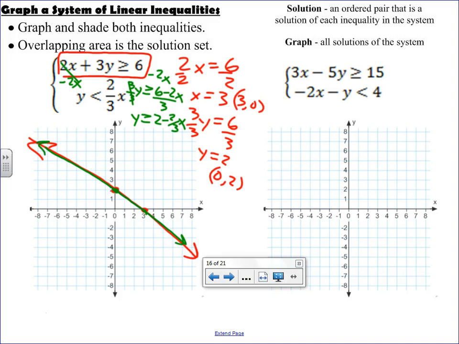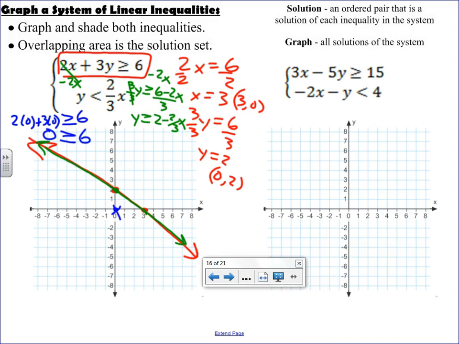Now we choose a test point. I would choose (0, 0) because that's easy to work with, easy numbers to multiply. Plug it back in. So 2 times 0 plus 3 times 0 should be greater or equal to 6. Move that down here. So 2 times 0 is 0, 3 times 0 is 0. So I have 0 plus 0 is 0. Greater or equal to 6. Is 0 greater or equal to 6? No, it's not a solution.